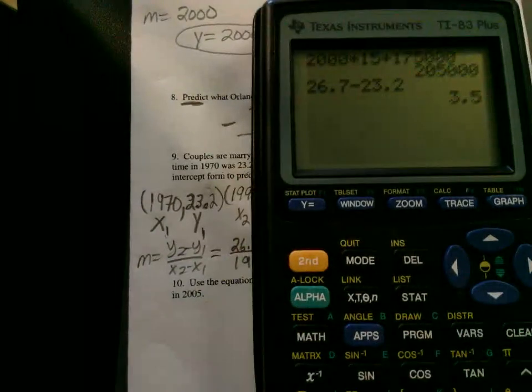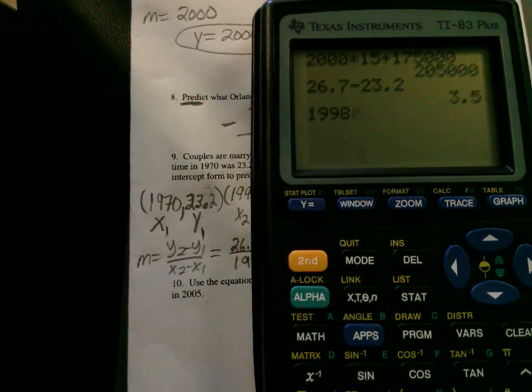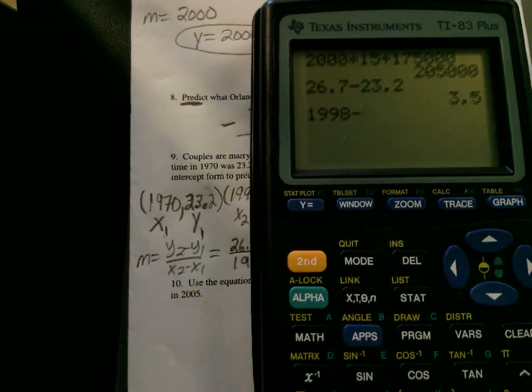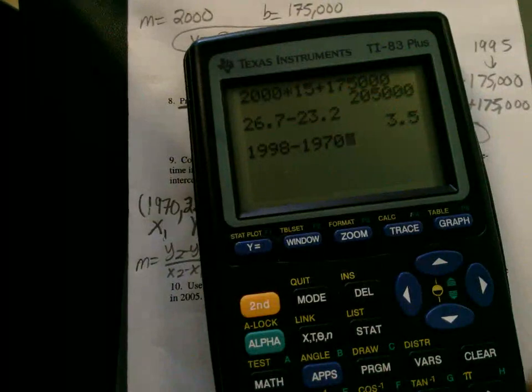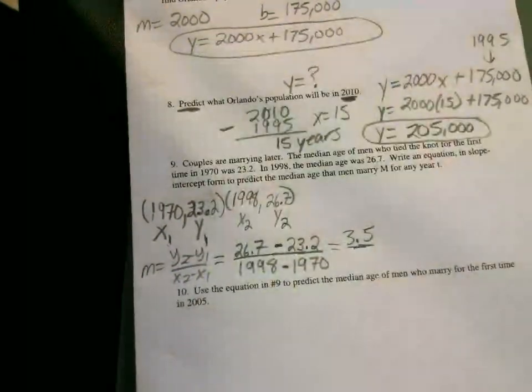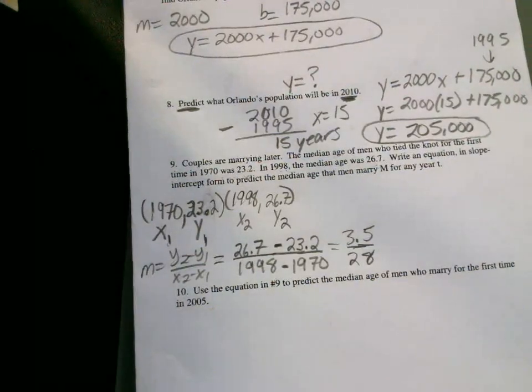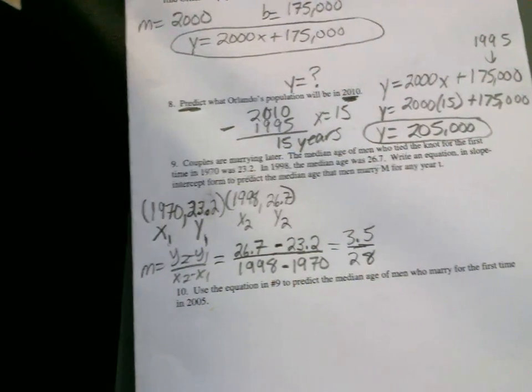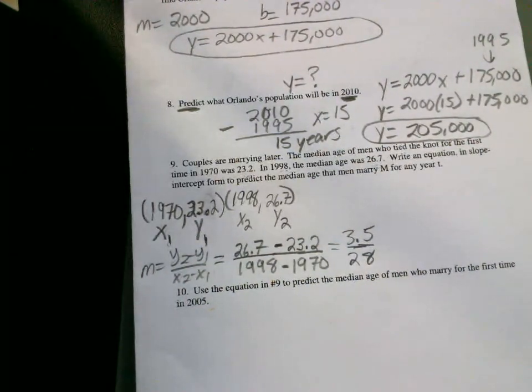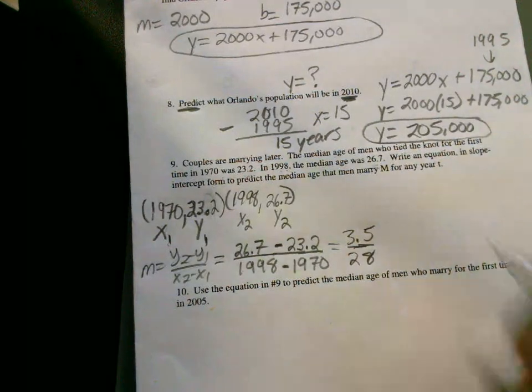Let's do 19. Very good, babe. Minus 19, what did they say, 70, right? And how many years is that again? 28. So over a 28 year span, it's a 3.5 difference. Yes, baby. Okay, all right. So did y'all simplify?